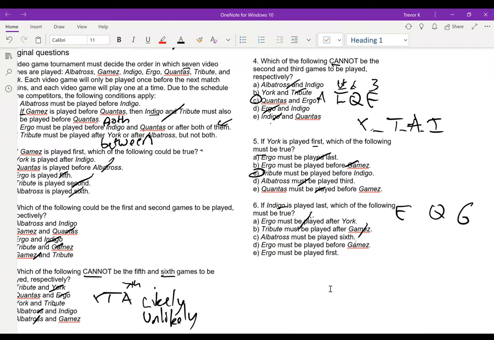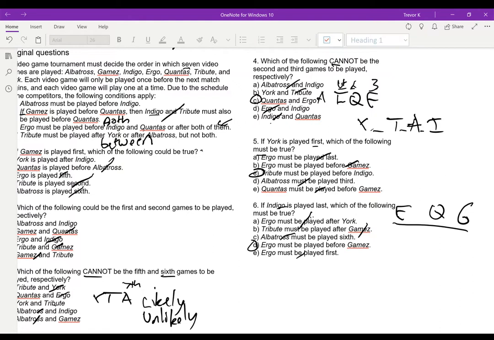Albatross must be played sixth? No, Albatross can really go anywhere here, right? Albatross doesn't need to be directly before Indigo. It's a very easy misreading to make, but it's just sometime before. Ergo must be played before Indigo? Yes, I already deduced that right here. Then Ergo must be played first? Not necessarily. I don't know where Ergo goes. I just know it goes before both Indigo and Quantus.